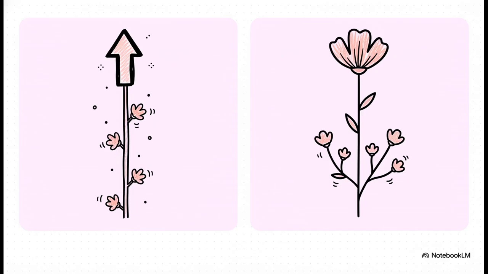In a racemose inflorescence, the main axis just keeps on growing, right? And the flowers keep branching off laterally as it goes up, in what's called acropetal succession. But in a cymose inflorescence, the main axis actually terminates in a single flower. That completely caps its growth, so any subsequent flowers have to branch out below it in a basipetal order.